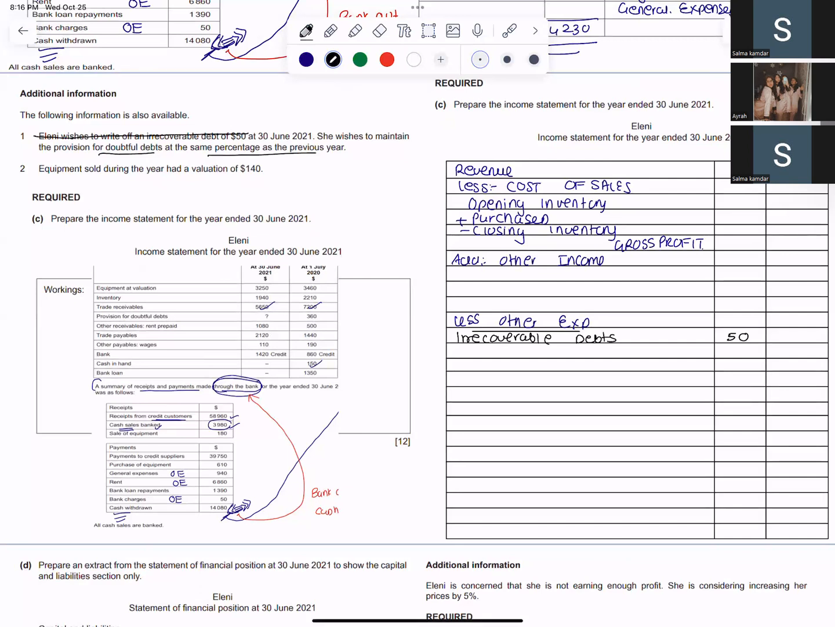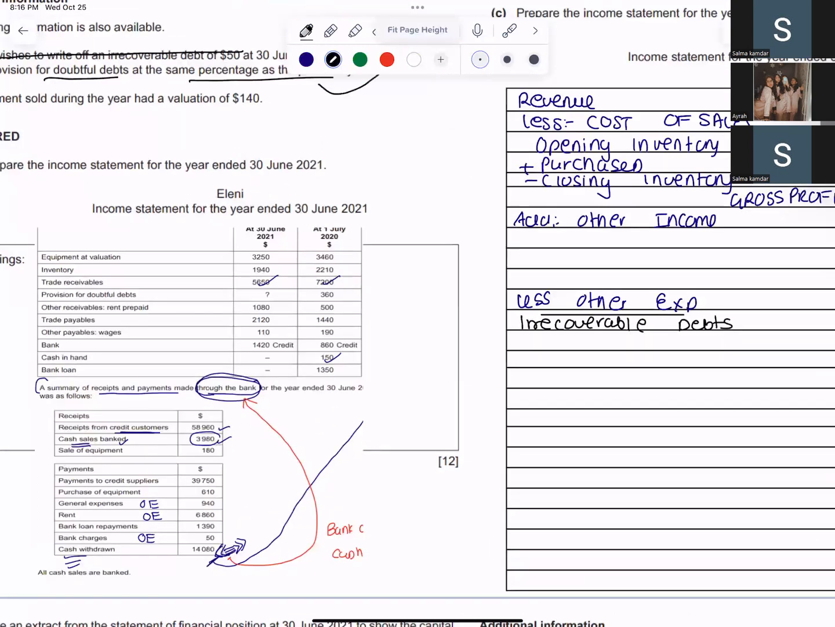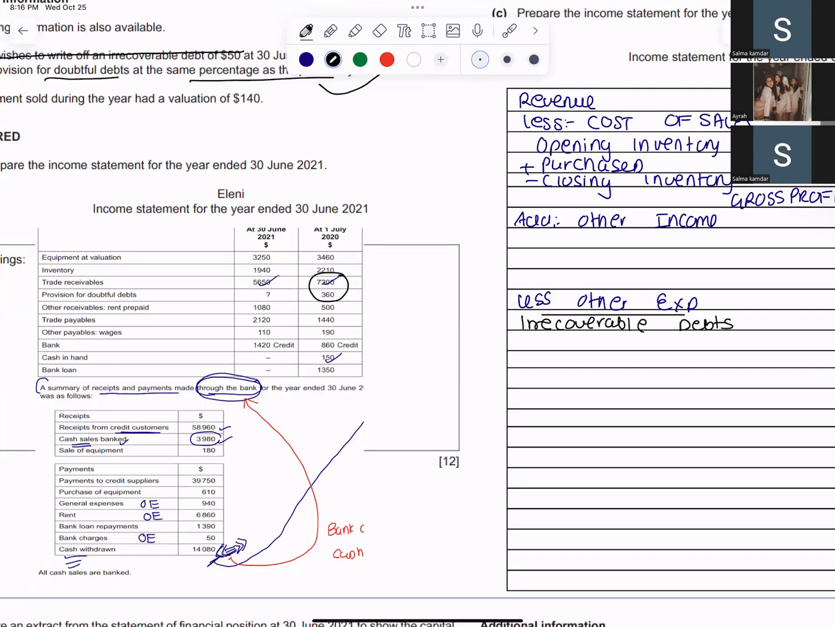And PDD is the same percentage as the previous year. That means I have to find the percentage of PDD for the previous year. Now what is the percentage of PDD? The provision was 360 over trade receivables into 100. What is the percentage? I didn't understand. To find out the percentage of PDD, 360 is how much percent of 7,200? Okay, wait.